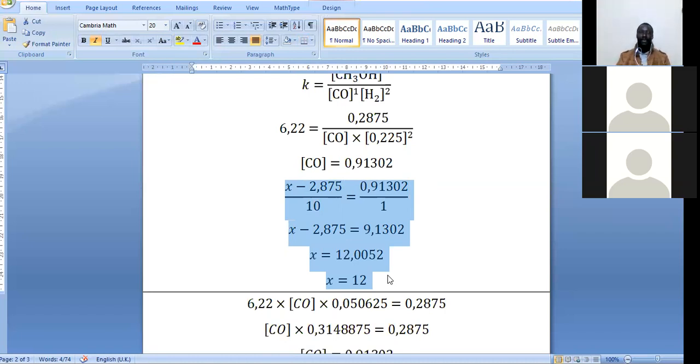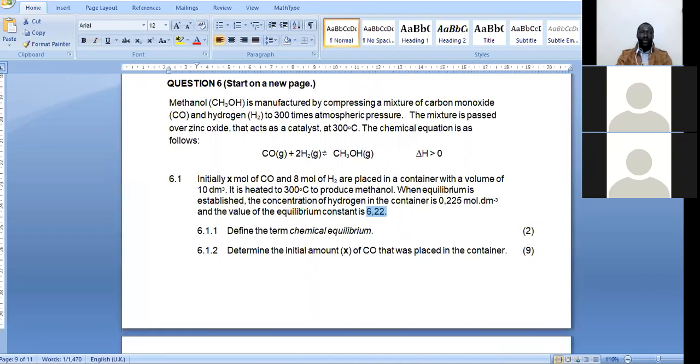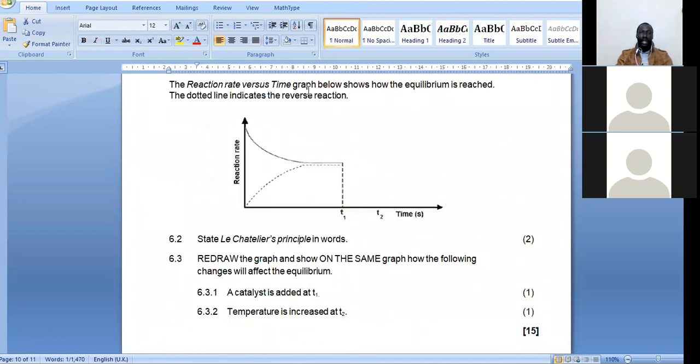Any question, guys? Are you guys still following? All right, so if there is no question, then we just conclude with the set with the 6.2. The remaining question is 6.2 and the extension of the graph and stuff like that. That is now a small part. So what is remaining here? Well, what they're saying is the reaction rate versus time graph below shows how the equilibrium is reached.